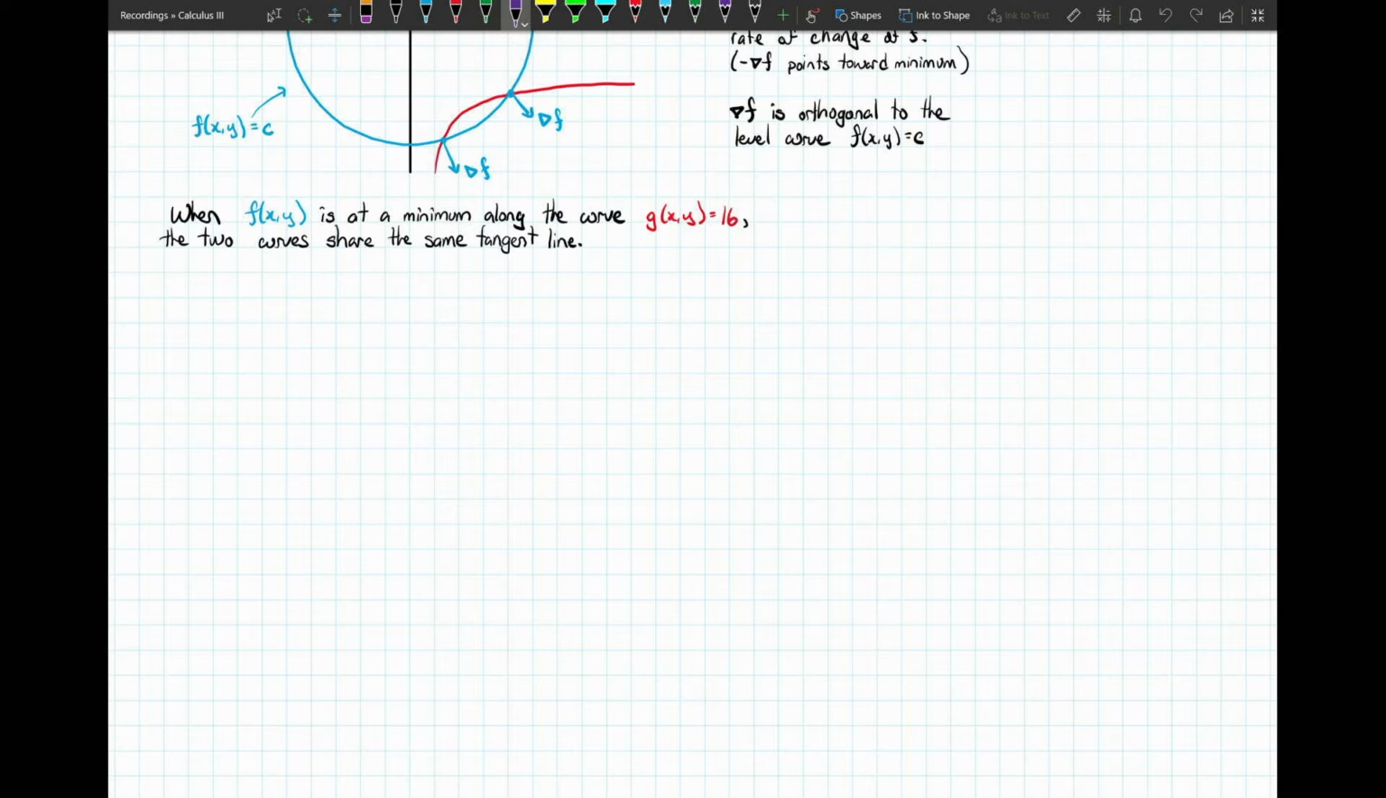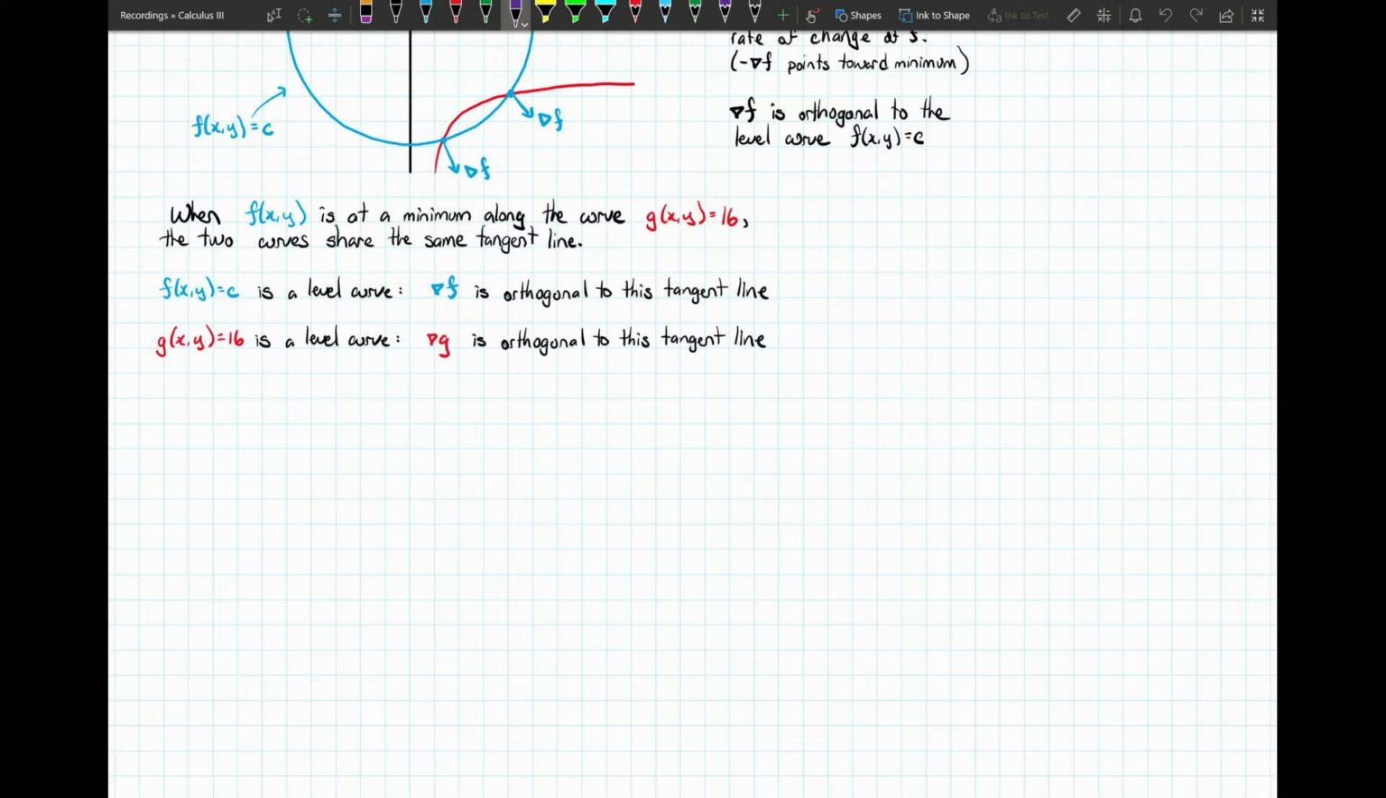then the 2 curves are tangent to each other, or they share the same tangent line. Now remember, we're treating f of xy equal to c as being the level curve of a surface, and we're using the gradient to tell us sort of which direction to go. The gradient of f is orthogonal to this tangent line that both curves share. At the same time, our constraint xy squared equals 16, we can also treat that as a level curve, g of xy equals 16, in which case the gradient of g is also orthogonal to that tangent line.